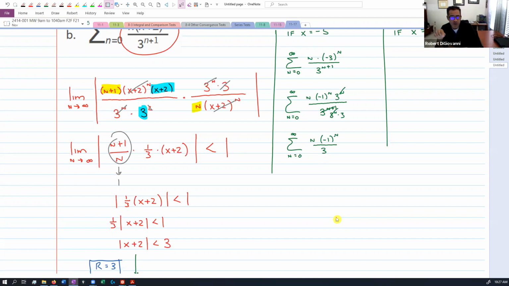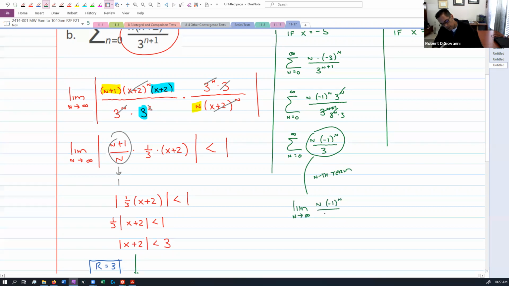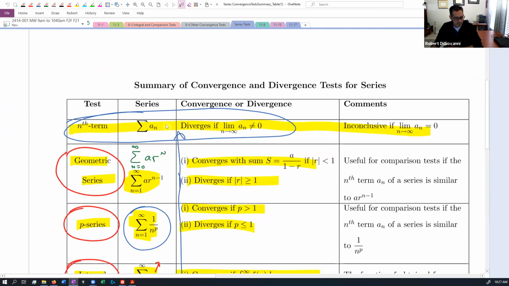It was a test for divergence. It said if you take this thing here and you take the limit of that as n goes to infinity, if it's not 0, what can we say? Diverges, right? It's not 0. That's what this very first test said. If you take the limit and you get something other than 0, it diverges.